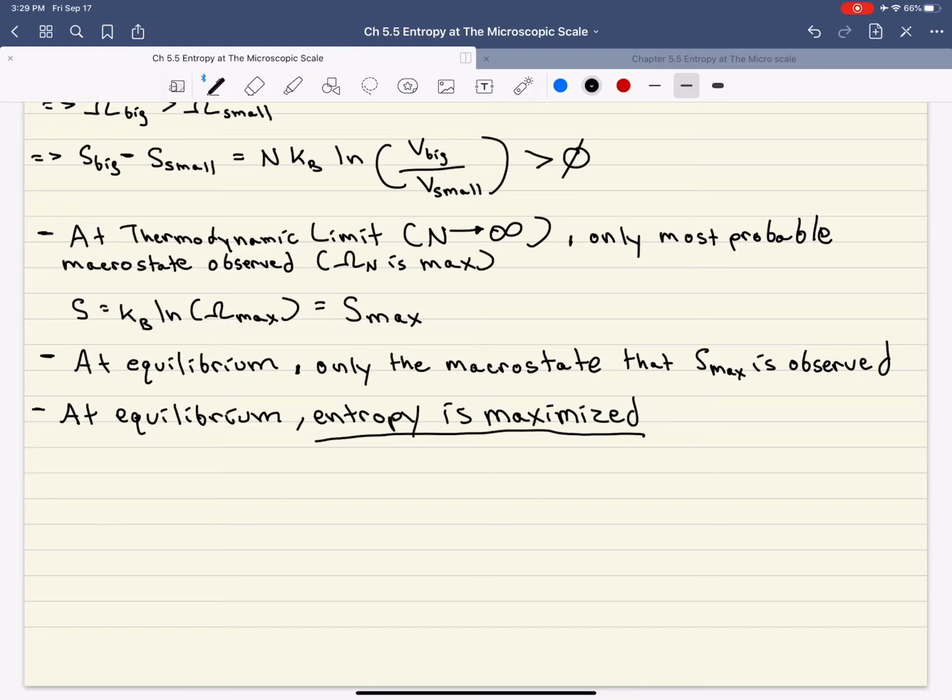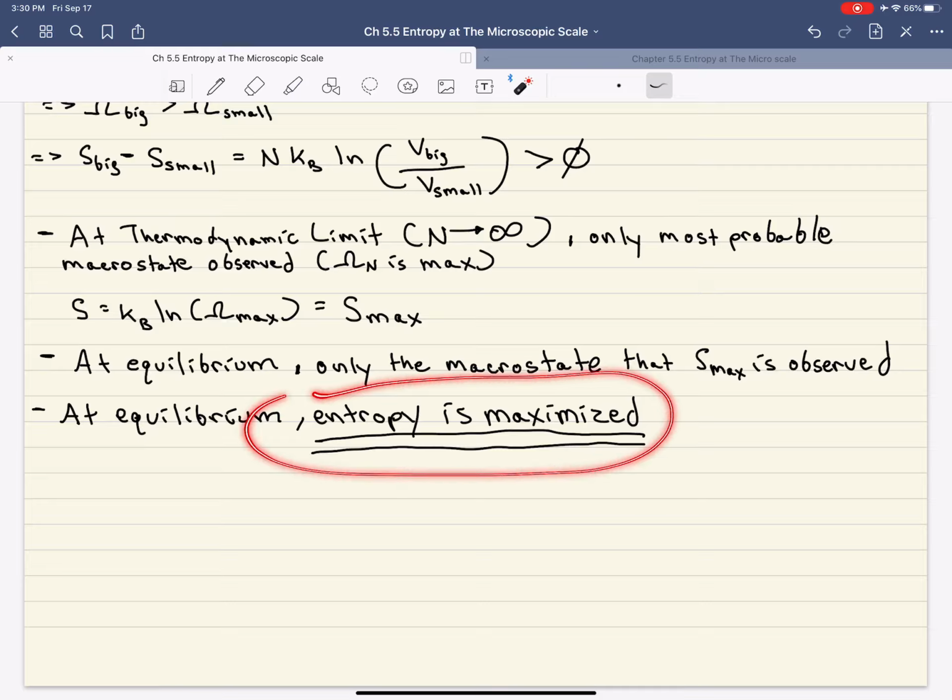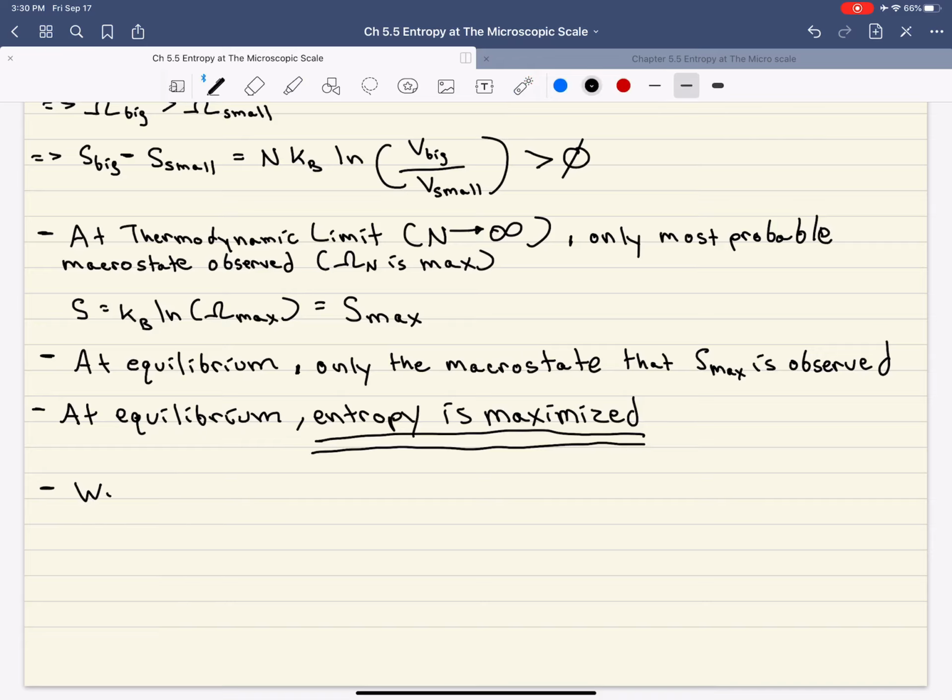That is an important concept, and it actually guides a lot of the phenomena that we see in the universe. The reason that heat travels from high temperatures to low temperatures, or molecules will diffuse from high concentrations to low concentrations, is because they're moving in a way that maximizes the entropy of the universe. I've just sort of told you this, but we'll actually prove this to ourselves when we get to chapter 7.